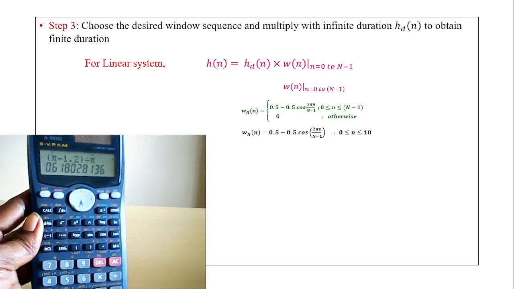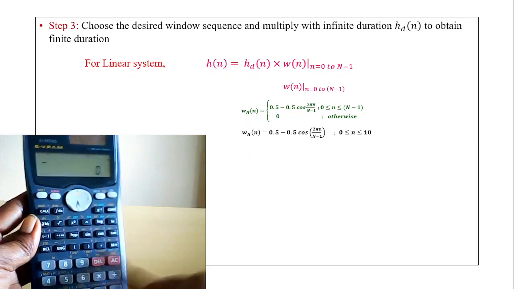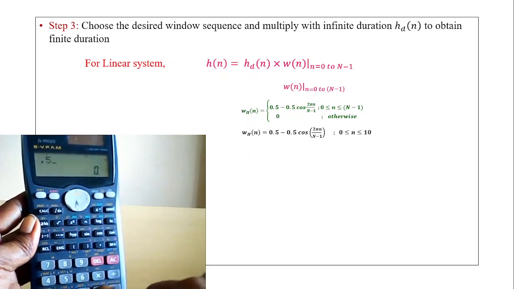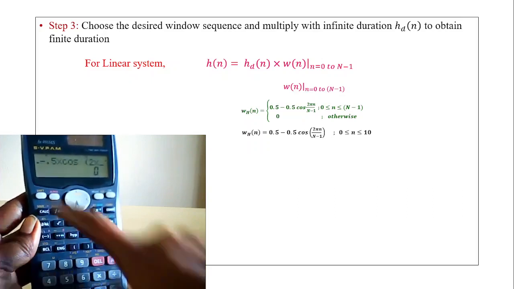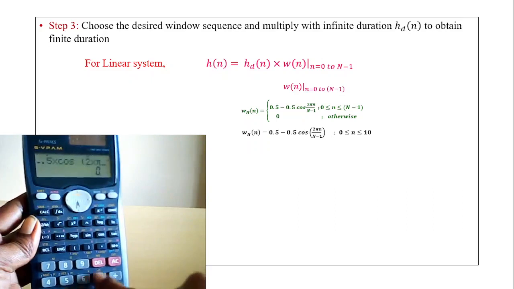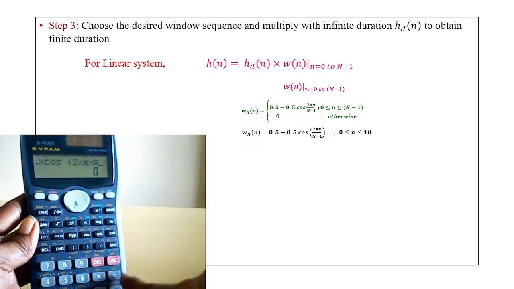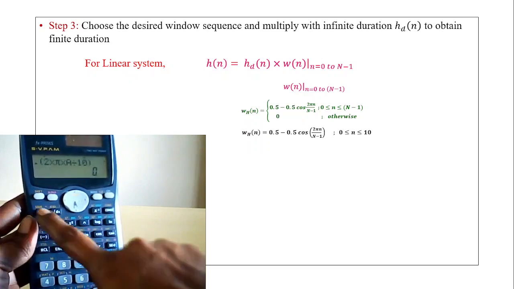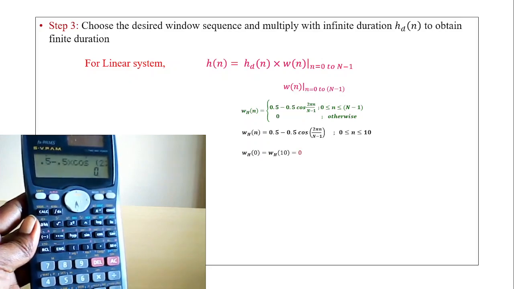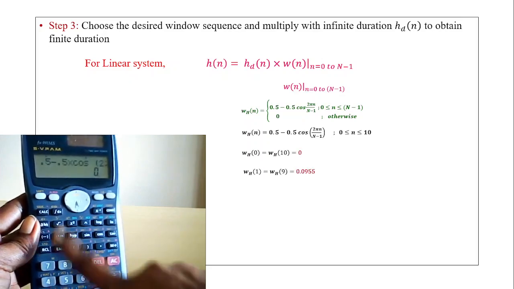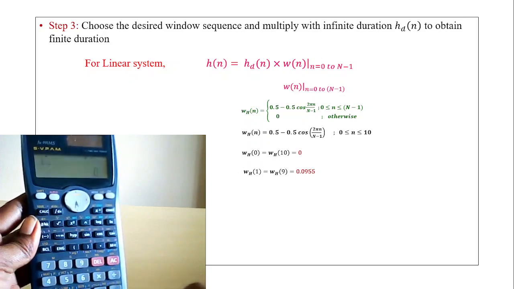W of n is 0.5 minus 0.5 into cos(2 into pi into n divided by N minus 1), where N minus 1 is going to be 10. So calculate. The value of n is 0 now, so W of 0 is going to be 0. Calculate 1.